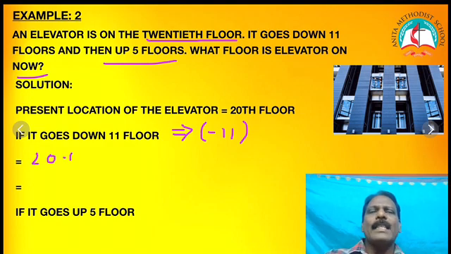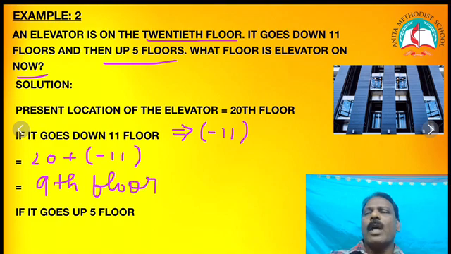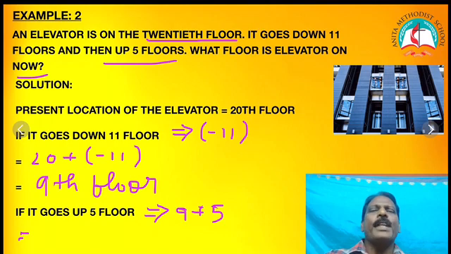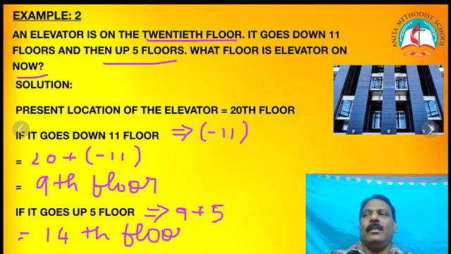So how do you add this? Which sign is the greater sign? Plus. So 20 minus 11 is equal to the 9th floor. If it goes up 5 floors, up means plus. So that implies 9 plus 5. Both are positive. 9 plus 5, what will come? It is equal to the 14th floor. Understood, children? Okay.